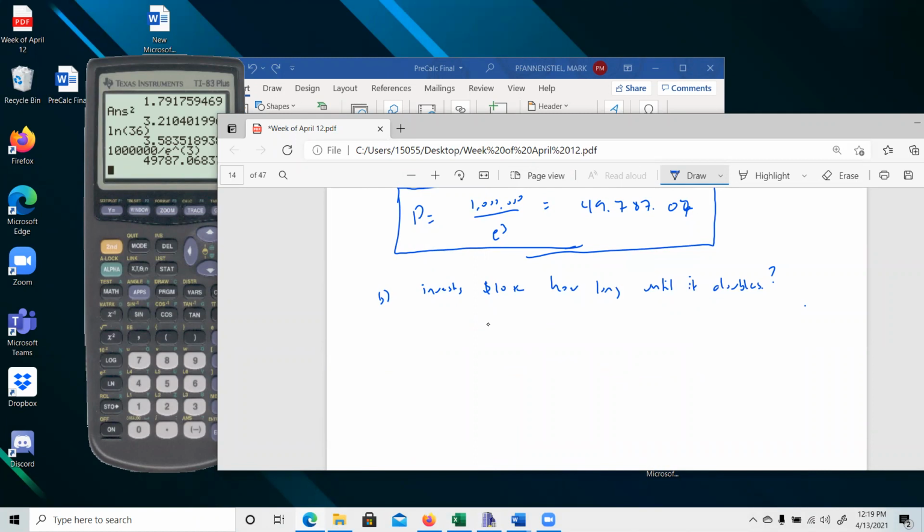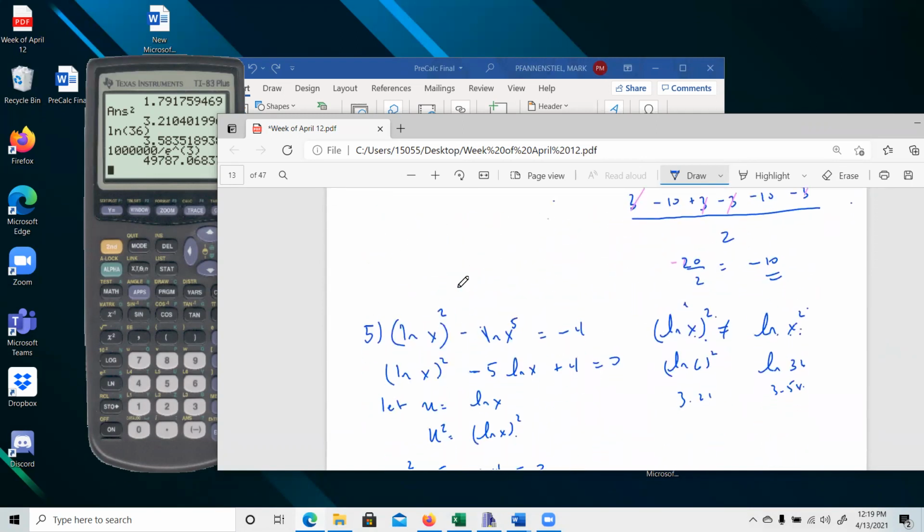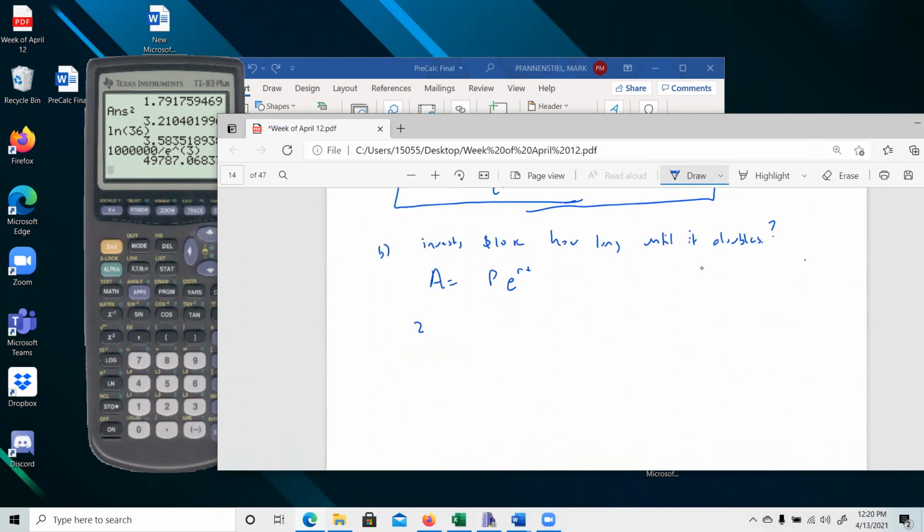Right. So we have an amount is equal to P e to the RT. Same interest rate. How long until he has 10 million, right? That was the problem. Not doubles, 10 million. Or 1 million rather. All right, that's better. So if he has 10,000, how long will it take until he has 1 million?